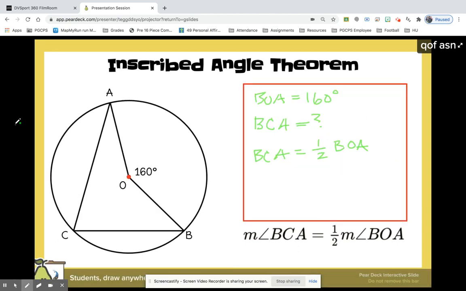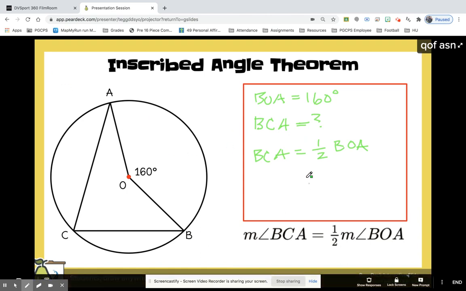All right, so here's an example for the inscribed angle theorem. We have BOA, which is equal to 160 degrees. BCA is what we're looking for. Since we understand that the inscribed angle BCA is half the size of the central angle, in this situation we will have half of BOA, right? So all we're going to do is take 160 and divide it by 2, right?